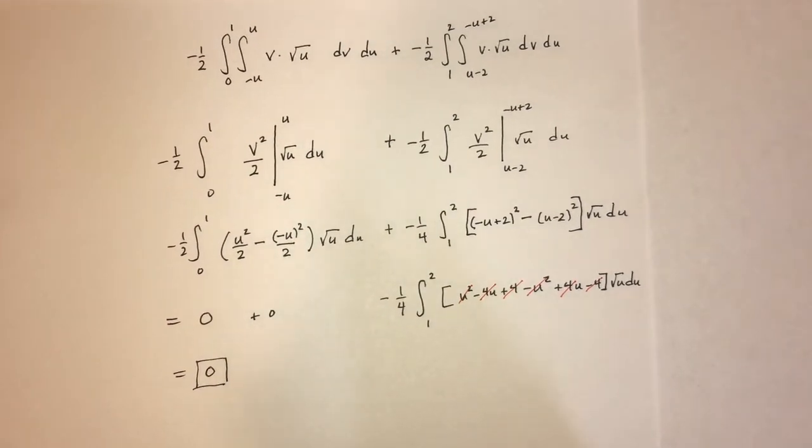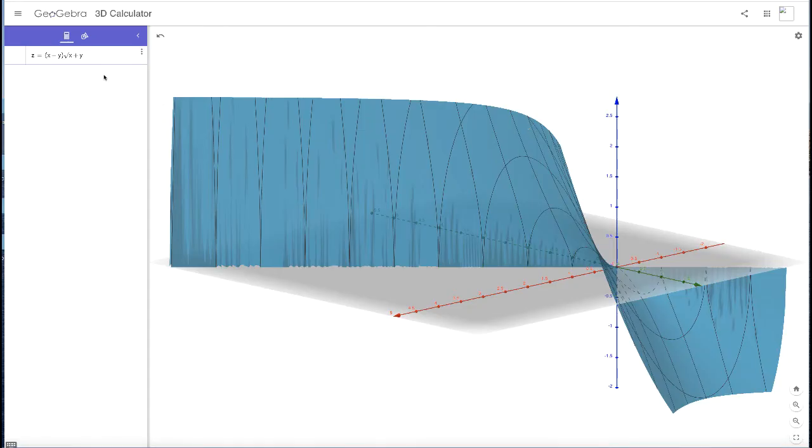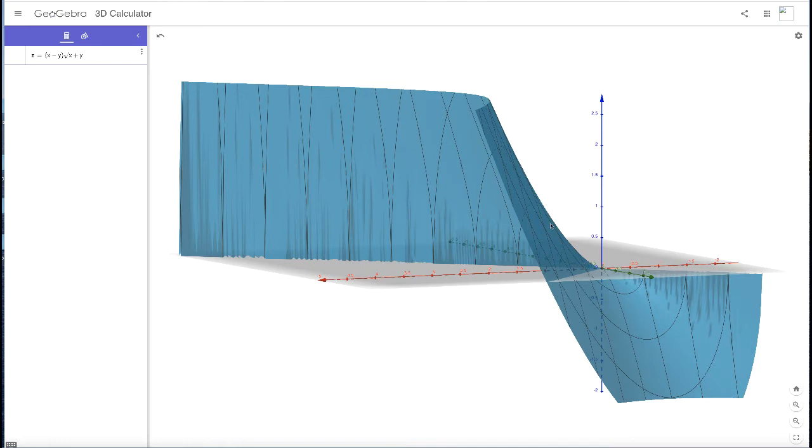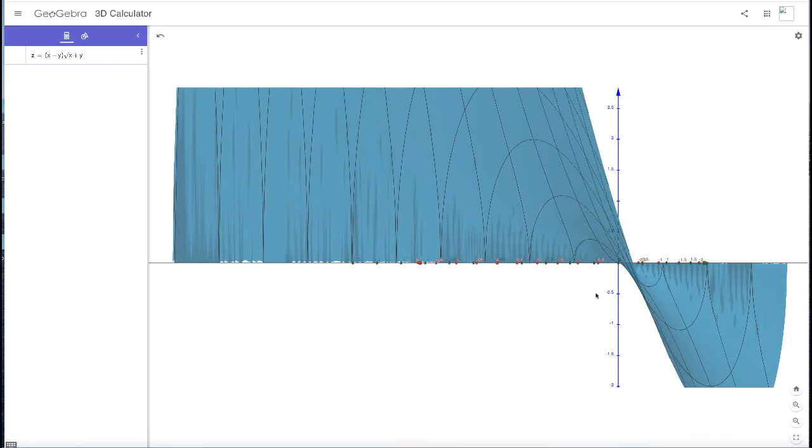And now let's take a look at the graph and see why the answer is 0. So this is the function that we started with. We were integrating x minus y times the square root of x plus y. And then if you take a look at that graph, right here is 1. So we were going from 0 to 1 on the x-axis and 0 to 1 on the y-axis. And if you look at the graph, for one thing, this is positive, and then this is negative. And the graph is symmetric, so this positive part and this negative part canceled each other out. That's why I got the answer 0.